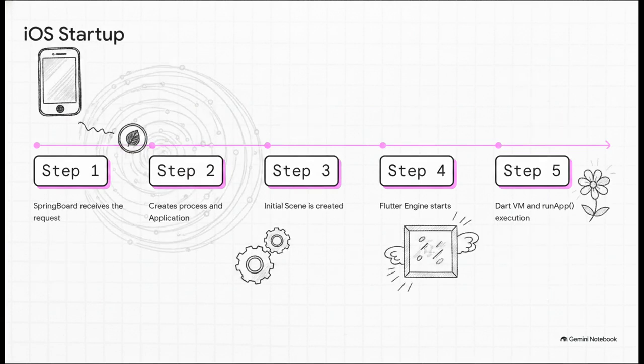Now, compare that to the exact same sequence on iOS. It's practically a mirror image, just using slightly different terminology. You tap the icon, but instead of the launcher, a system called Springboard receives the request. A process and application are created, but instead of an activity, an initial scene is created. For a Flutter app, this means a Flutter View controller is born, which kicks off the Flutter engine, the Dart VM, and finally renders that exact same first widget.